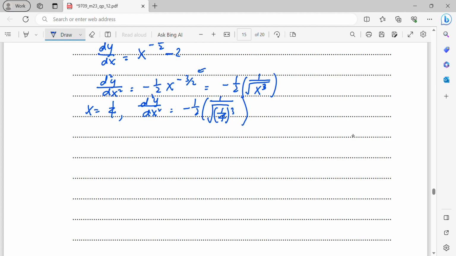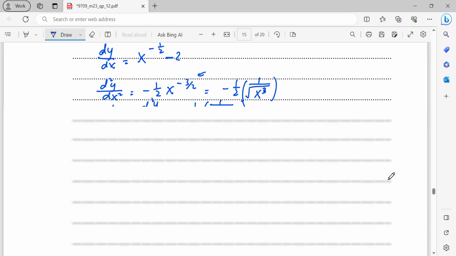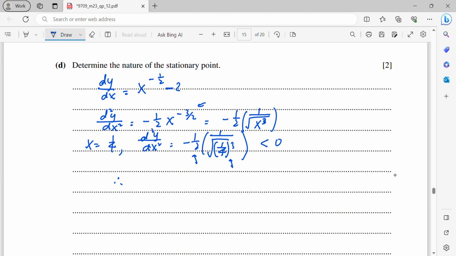Okay, so from here I'm getting a negative value because the denominator here is always positive after the square root. Then because the first term is negative, I will just write less than 0. So when it is less than 0, I will be getting a maximum point. That means the stationary point is basically a maximum point. So 1 over 4, 7 over 2 is a maximum point. Alright, so that's the solution for D.